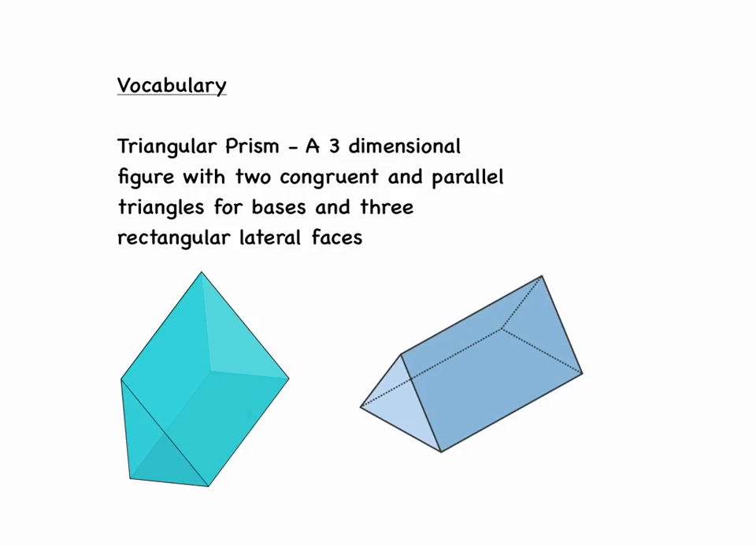Now remember, if we're talking about bases, there can only be two bases. They have to be congruent, or basically the exact same, and they have to be parallel. So in this case on the left, we have two triangles that are congruent and parallel, and on the right, we have the same thing. It's not a rectangular prism because there are three faces, which would not be correct for the base. So in this case, there are two triangles that are congruent and parallel. Thus, it is a triangular prism.